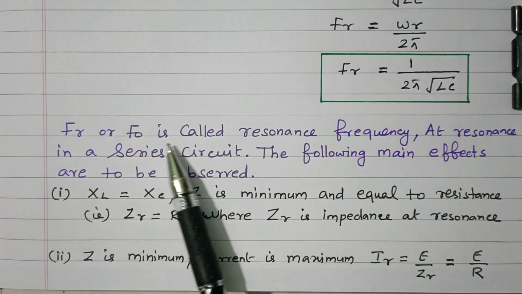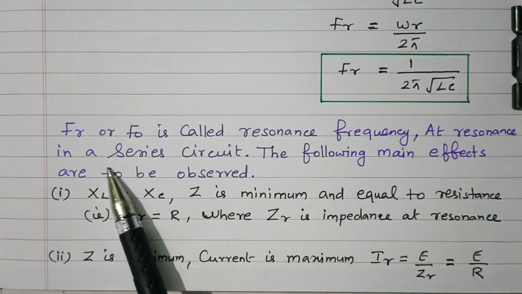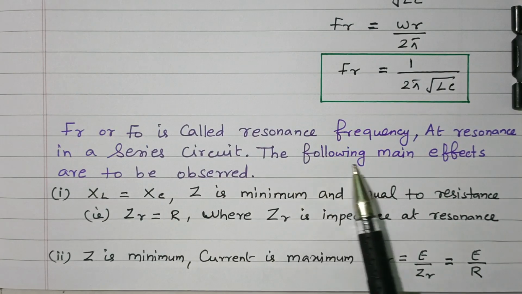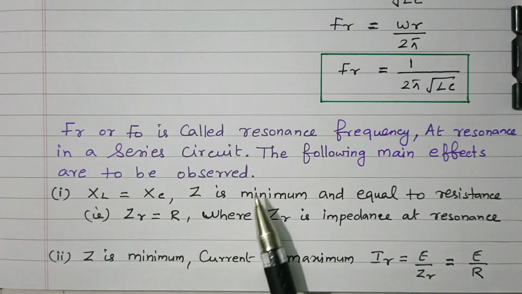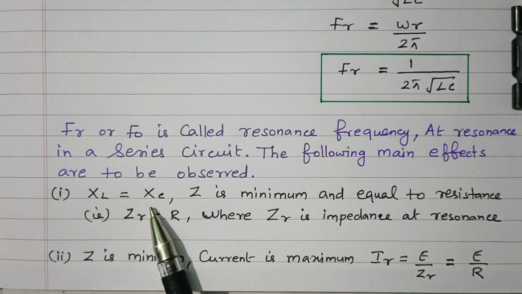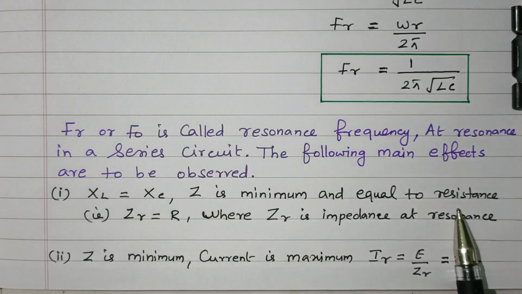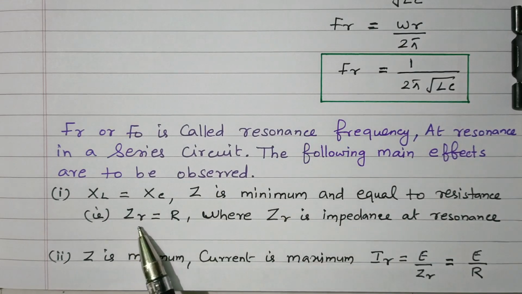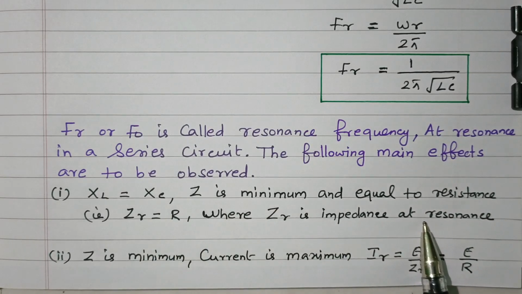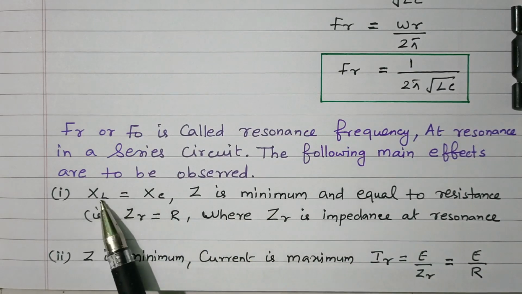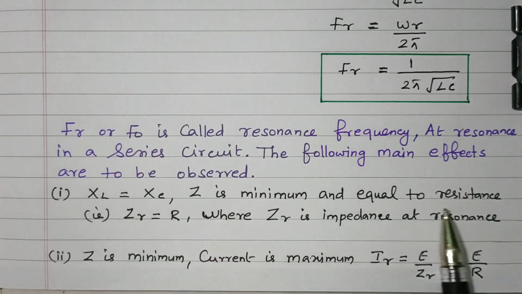Fr or F0 is called a resonant frequency. At resonance in a series circuit, the following main effects are to be observed. First one, XL equal to XC means Z is minimum and equal to resistance. That is ZR equal to R, where R is the impedance at the resonance. So in the first case, both are equal, that is cancelled. So Z is only resistance.